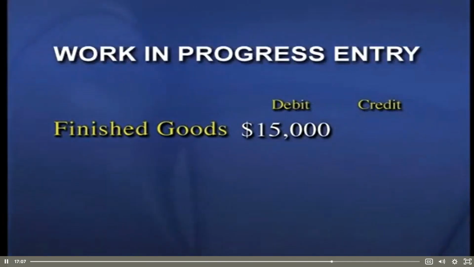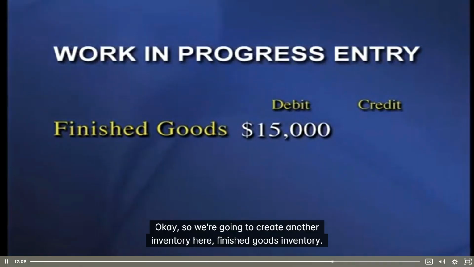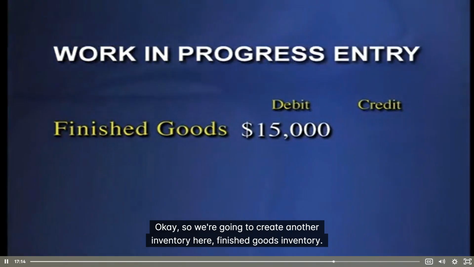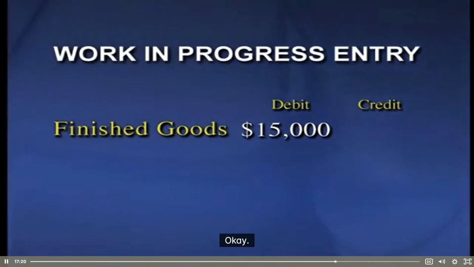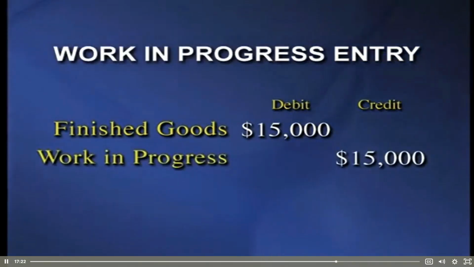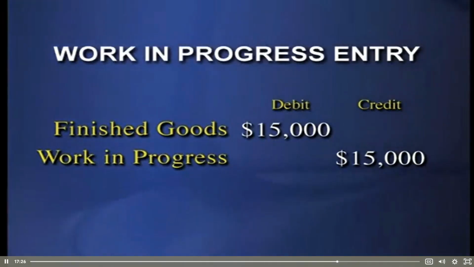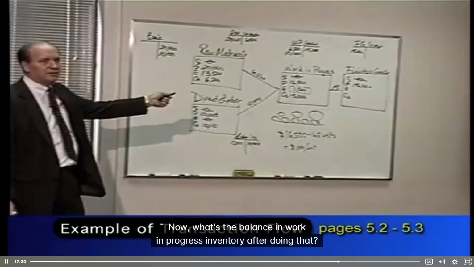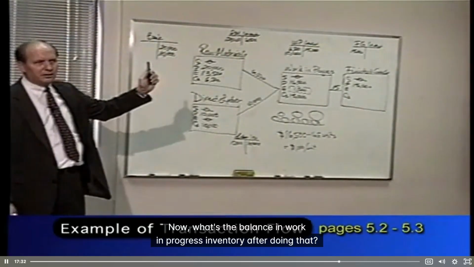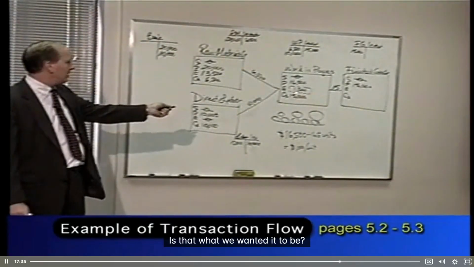Debit finished goods. Okay, so we're going to create another inventory here, finished goods inventory, and we're going to debit it for how much? 15. Okay, and you are crediting work in progress. Very good. Now what's the balance in work in progress inventory after doing that? 15. Is that what we wanted it to be?